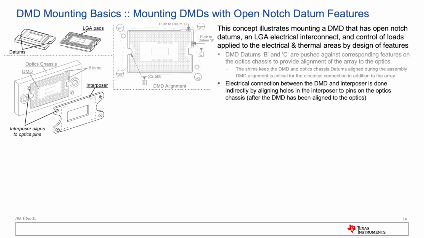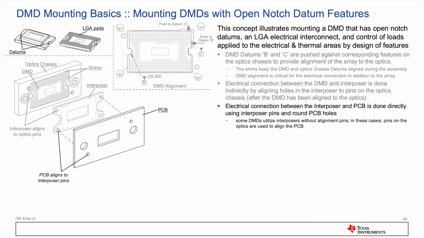The electrical connection between the DMD and the interposer is done indirectly by aligning holes in the interposer to pins on the optics chassis. The electrical connection between the interposer and PCB is done directly using interposer pins and round holes in the PCB.